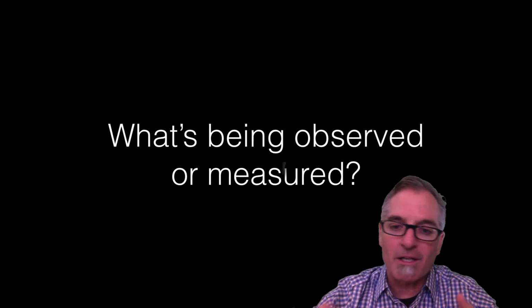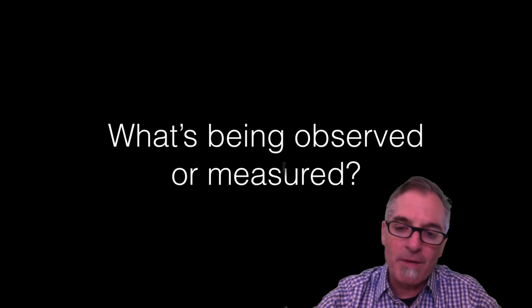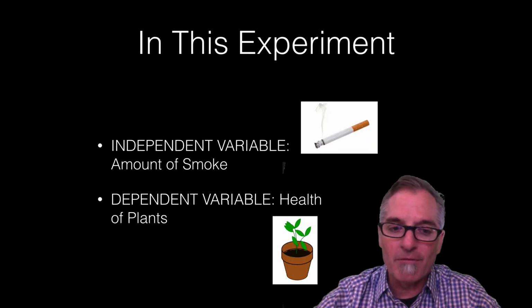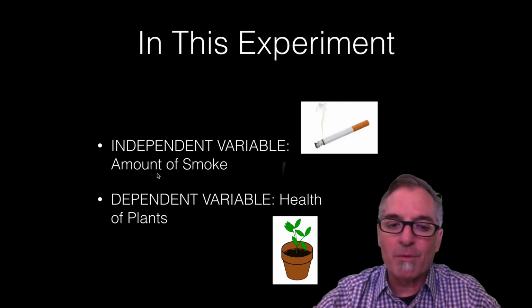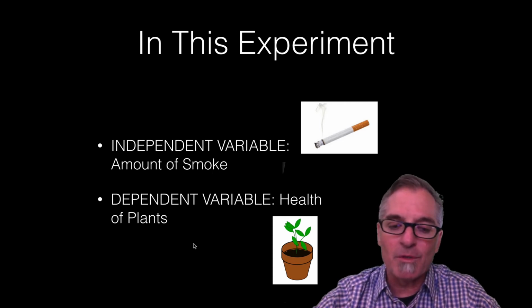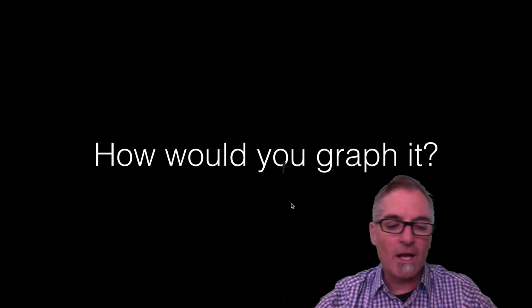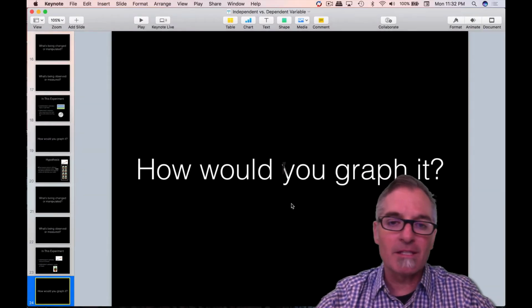So again, we're going to have to come up with some type of rating, if the leaves are shriveling up or if it's stunting the growth, but we're measuring the health of the plant. So the independent variable is the amount of smoke, and the dependent variable is the health of the plants. So how would we graph this?